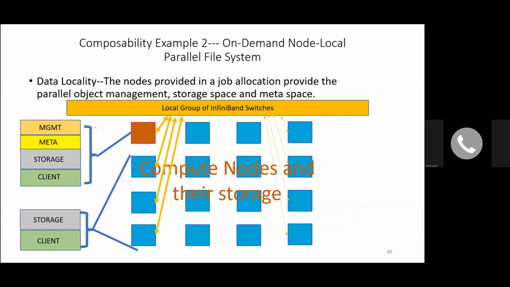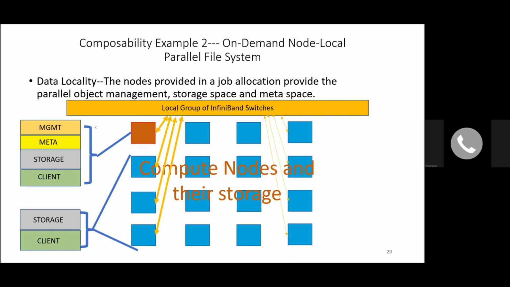So, another example: on demand. This is kind of a killer app for this, I think. We have an on-demand node-local parallel file system. In my case, we've been working with them a little bit here at Sandia. We've got a management server with metadata storage and a client on it, and then we've got compute nodes.